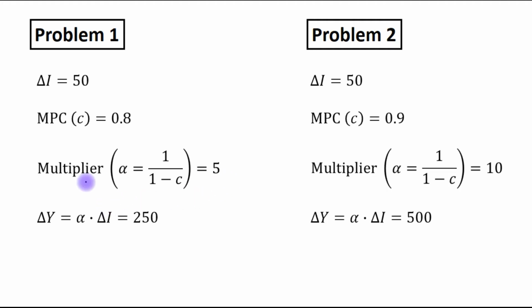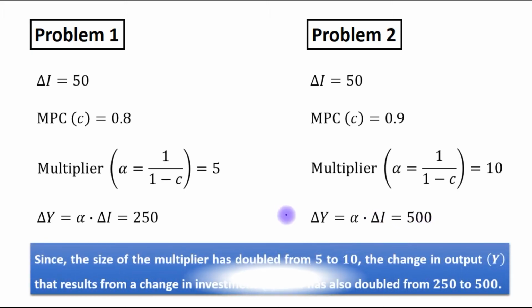So as we can see, as the value of the multiplier is doubled from 5 to 10, equilibrium income has also doubled from 250 to 500. And we can write, since the size of the multiplier has doubled from 5 to 10, therefore the change in output that results from a change in investment has also doubled from 250 to 500. Clear?